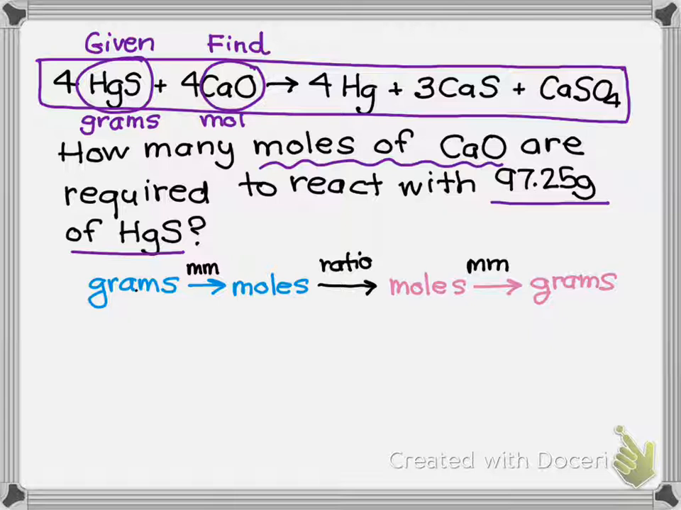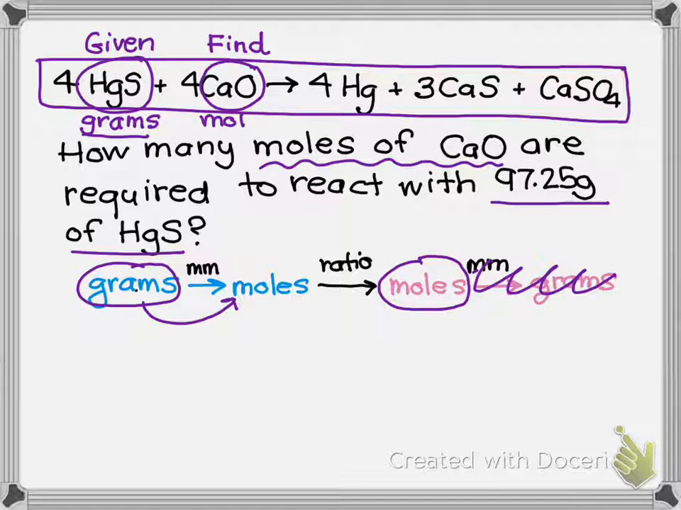So I'm looking back at what I'm given. I'm given grams. So here's where I'm going to start in my process. And I'm asked to find moles. So here's where I need to finish. So in this problem, this part is not relevant to it. So I'm going to have 2 steps. I have to convert grams to moles because remember, you can only use the ratio when you're in moles. And then I'm going to go from moles to moles by using the ratio.